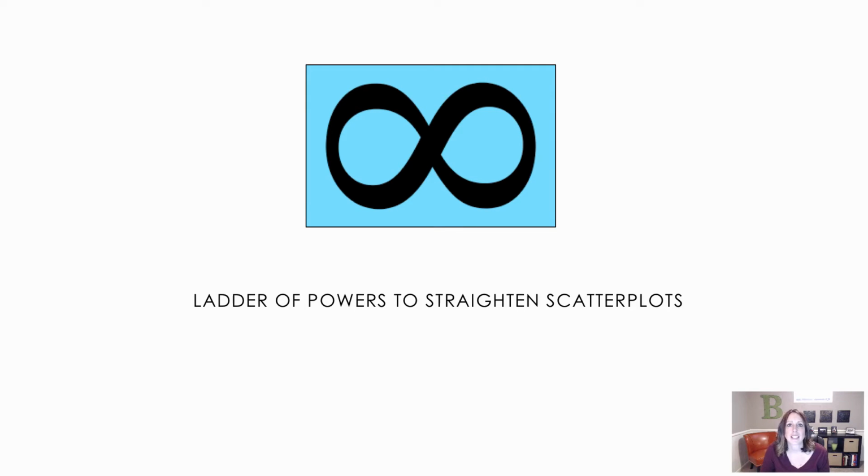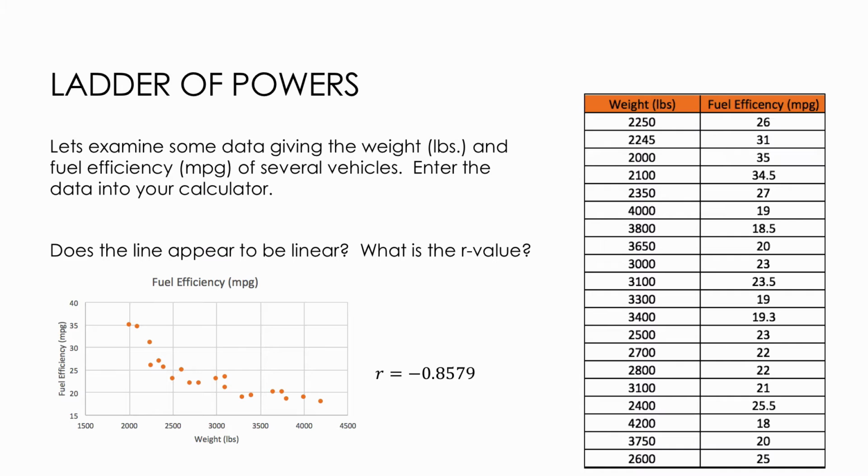We talked previously, very vaguely, about being able to re-express our data, to straighten out some data, to make it look more symmetric, etc. This is the ladder of powers that is used to straighten scatter plots specifically. So looking at this data, I'm not going to go into too much detail because, again, this is an intro to statistics course. It's not an in-depth one.